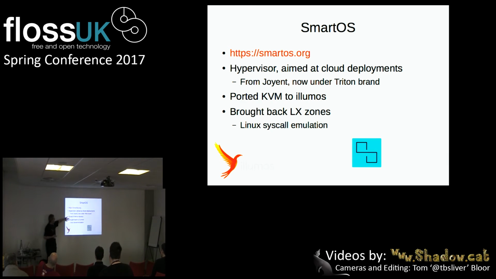Unlike KVM, which is basically an extra driver, LX is a significantly invasive piece of work. It's in OmniOS beta now, and it will be in the next OmniOS release. But it means that you can take a Docker image, export it, shove it into this, and it'll work perfectly.